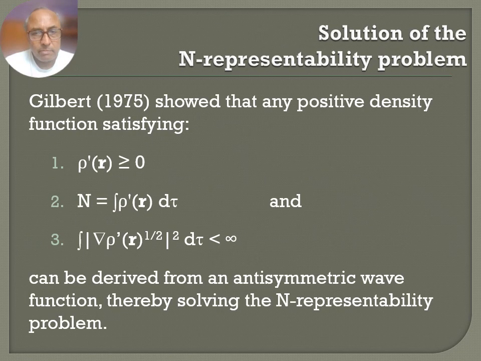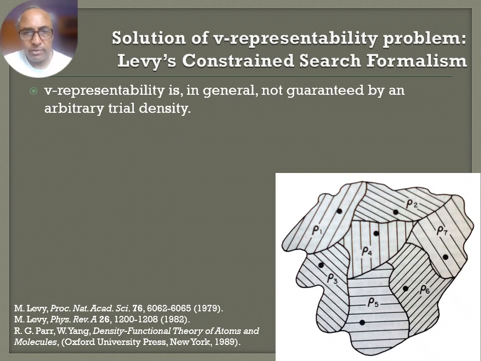In 1975, Gilbert showed that any positive density function which integrates to the total number of electrons and whose kinetic energy is finite can be derived from an antisymmetric wave function, thereby solving the N-representability problem. V-representability is in general not guaranteed by an arbitrary trial density.